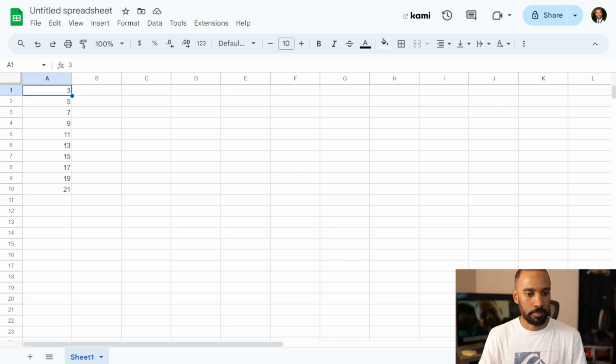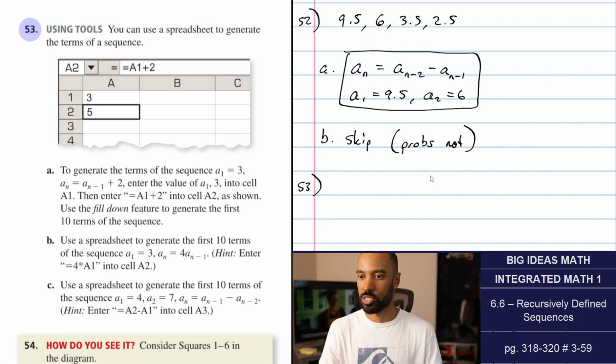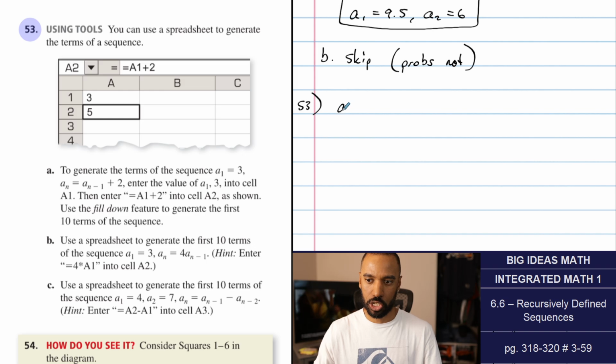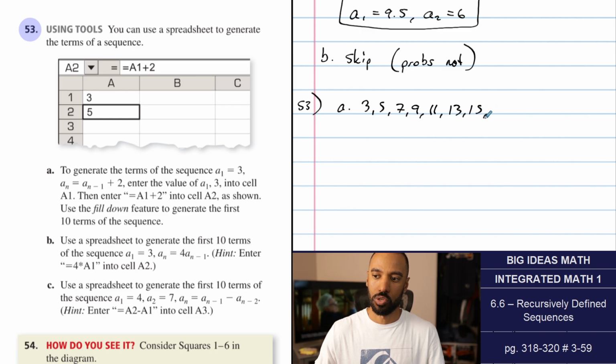Okay, so I did that. Use a spreadsheet to generate the first 10 terms of the sequence here for part A. And then, wait, am I supposed to write these answers? Let me write those down just to say we did it. Otherwise, I'll just say check, check, check. So the terms are 3, 5, 7, 9, 11, 13. And not say we couldn't do this on our own. But yes, these are done in that form.